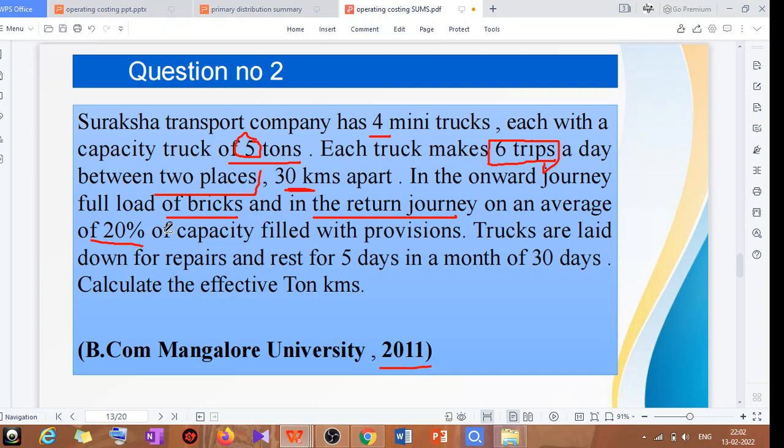5 into 20%, how much? 5 into 20%, it will be 1 ton. Clear? So that will be the returning load. They have carried 1 ton of goods. Got it?